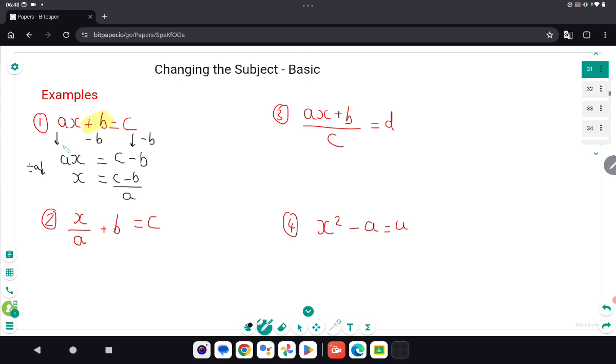So I'm going to just add my working out here on the right-hand side just to show what I'm doing to both sides. So first of all, I took B from both sides. Second of all, I divided by A on both sides.